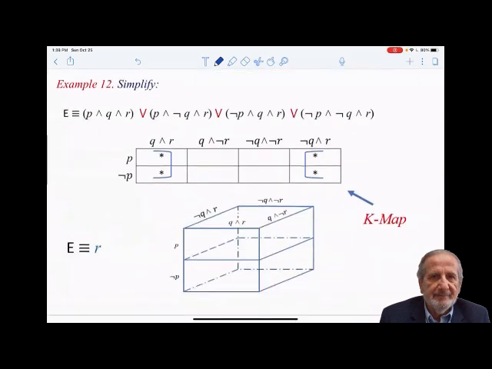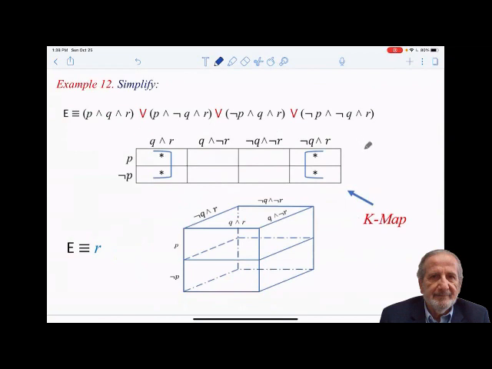Okay, now a situation like that can happen. You have 2 here and 2 here. Now remember, those are also adjacent, because look at Q, not Q, only one variable changes.